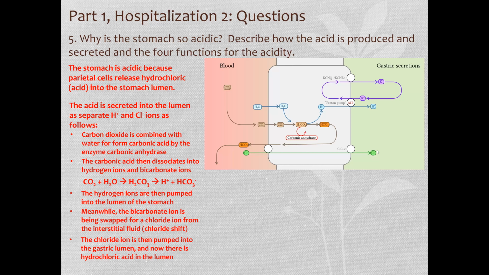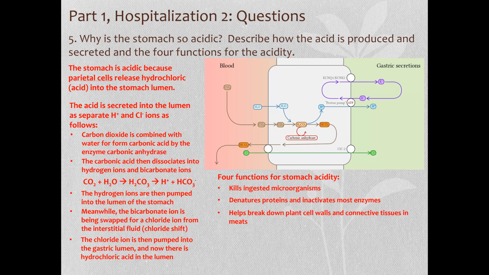So the 4 functions for stomach acidity are to kill ingested microorganisms, to denature proteins and inactivate most enzymes, to help break down plant cell walls and connective tissues in meats, and to allow pepsinogen to be converted into the active enzyme pepsin, which starts the chemical digestion of protein.